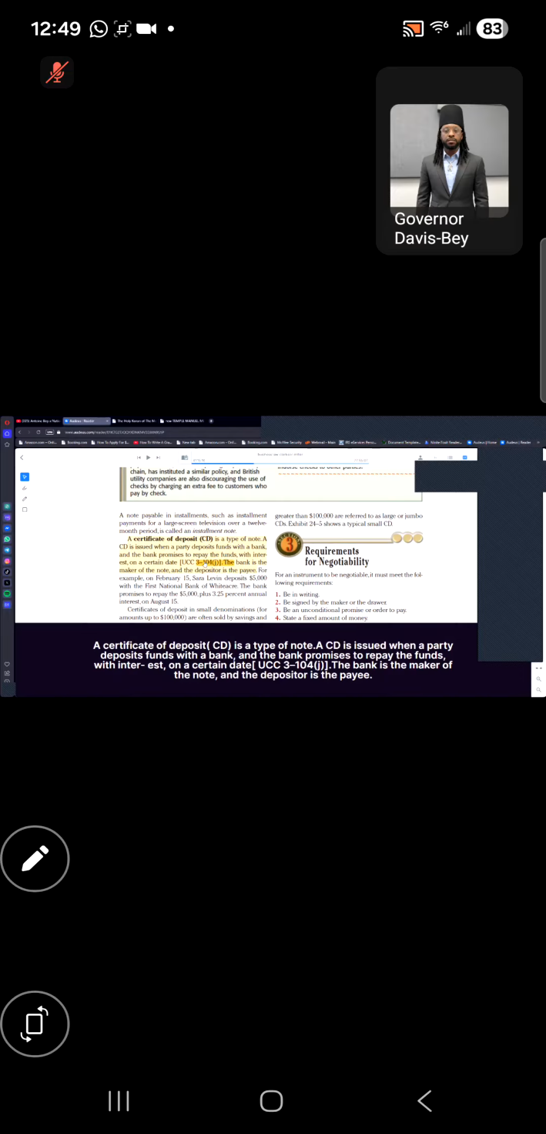It says a CD is issued when a party deposits funds with a bank, and the bank promises to repay the funds with interest on a certain date, UCC 3-104(j). Write that down. Get that in your notes. That's sauce. It's telling you how to make money. You deposit money in the bank, and the bank gonna issue you a promissory note with interest on a certain day. It's a guaranteed flip.